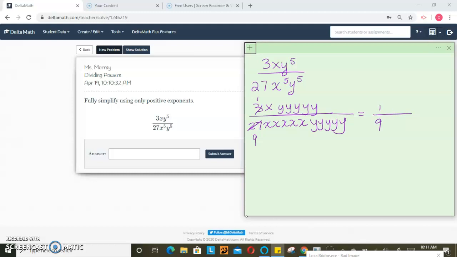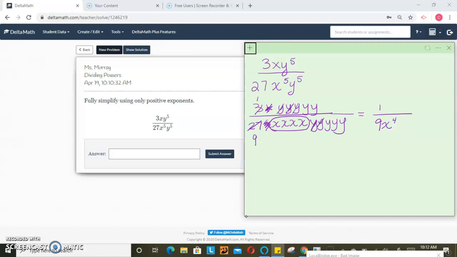I notice they only have one set of x's in common, so I can only cancel one set of x's. I still have 4 left over, but those 4 that are left over are in the denominator. So I'm going to have x to the 4th in the denominator because that's where I had more x's.